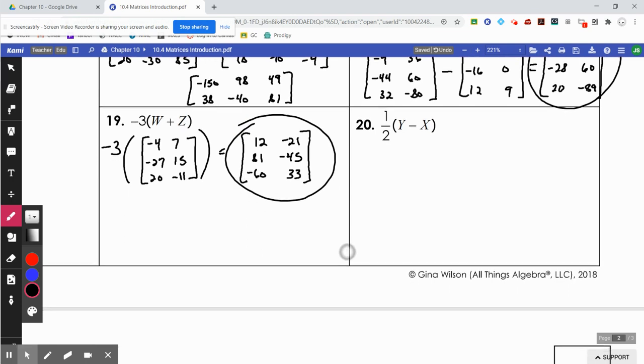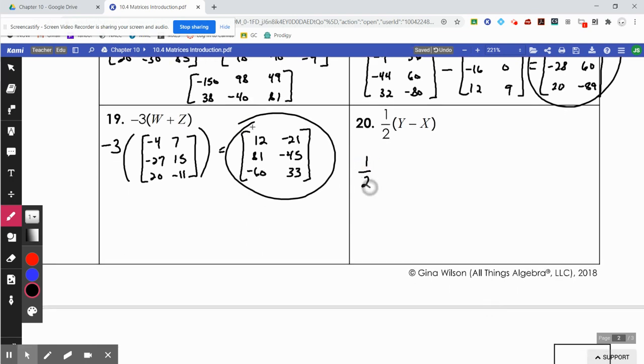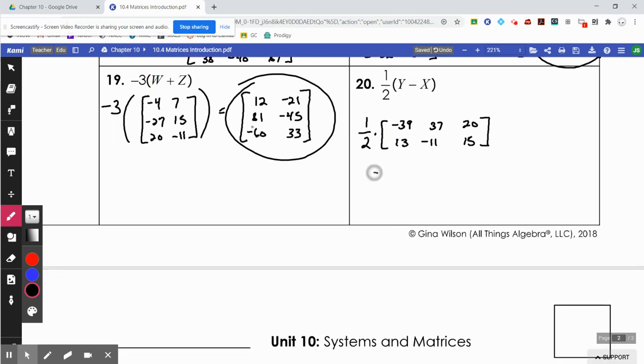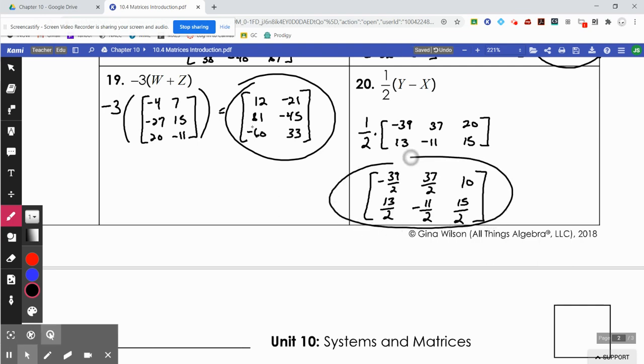And finally, number 20, we're going to do 1/2. We've got to do matrix Y minus matrix X. So I'm going to go ahead and subtract those as I write it down. And then we simply multiply everything by 1/2, and here's our final answer. And we could leave that final answer as fractions, or we could change them all to decimals.